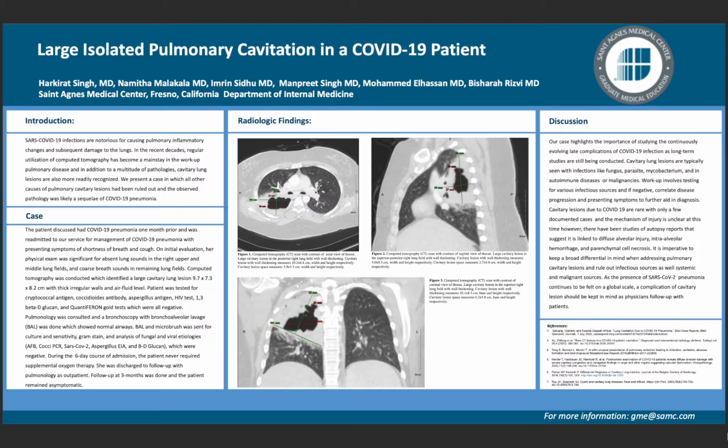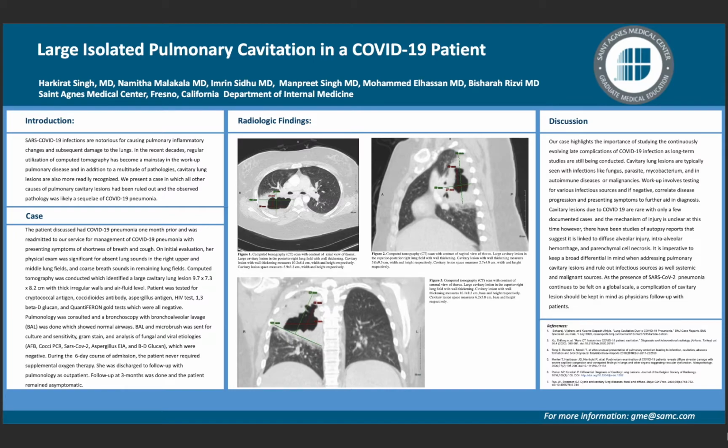During the course of her admission of 6 days, the patient never required supplemental O2. Her shortness of breath and cough improved. She was discharged to follow up with the pulmonologist outpatient, and upon follow-up at 3 months, the patient remained asymptomatic. However, she did not follow up with pulmonology.